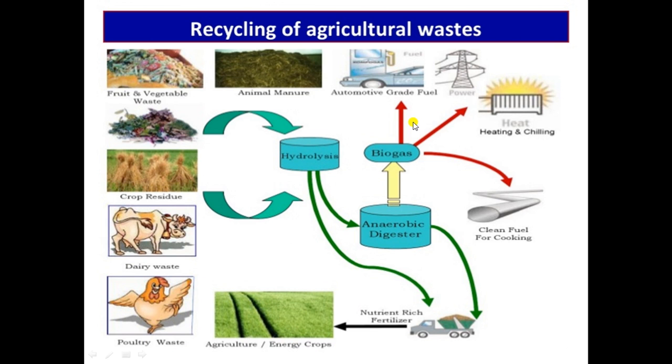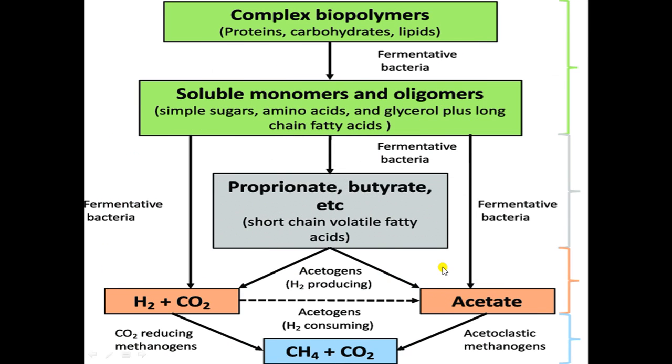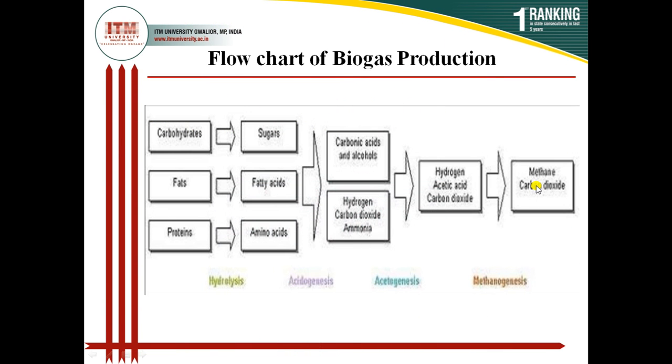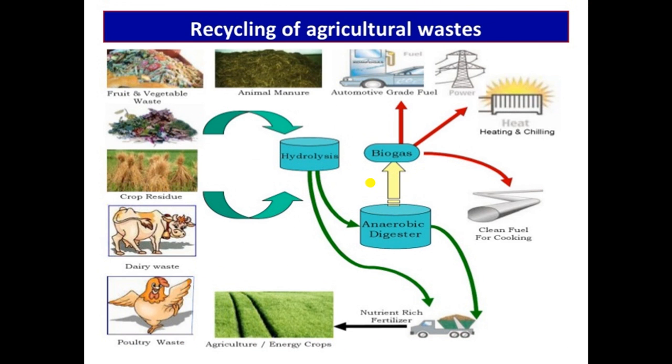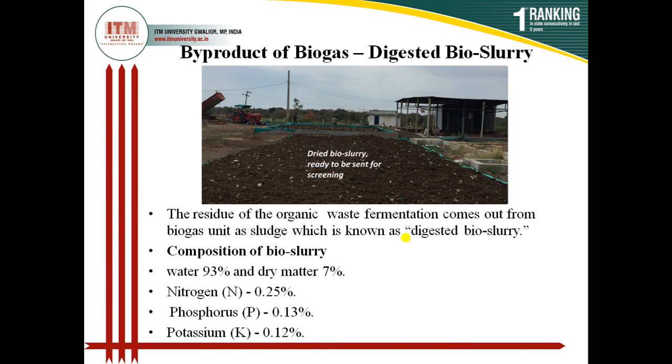One, gas is generated. Even here the layout is for the process of gas generation. But I told you, after the gas generation, the waste remained in the digester. That remaining waste is known as the byproduct of biogas, it is digested bioslurry.